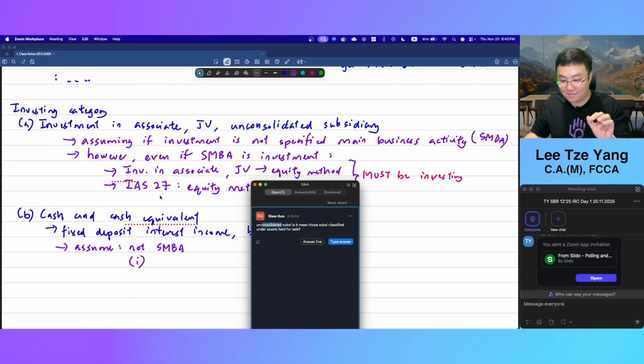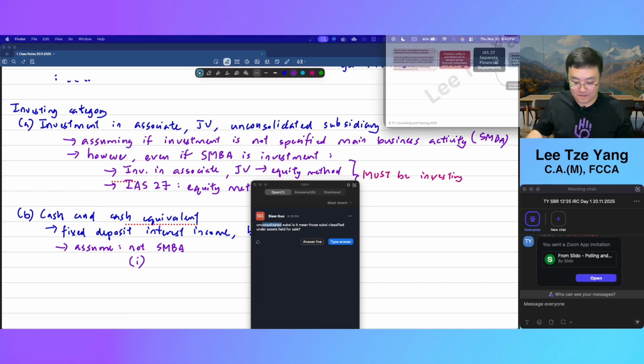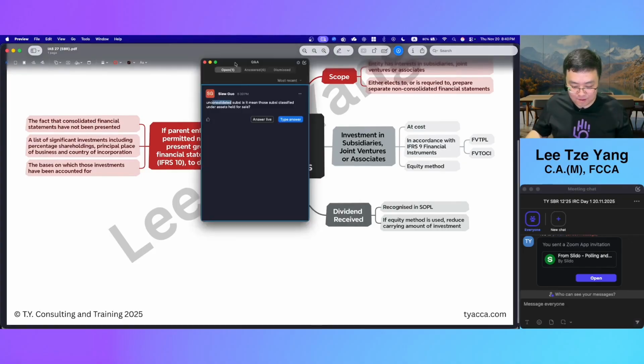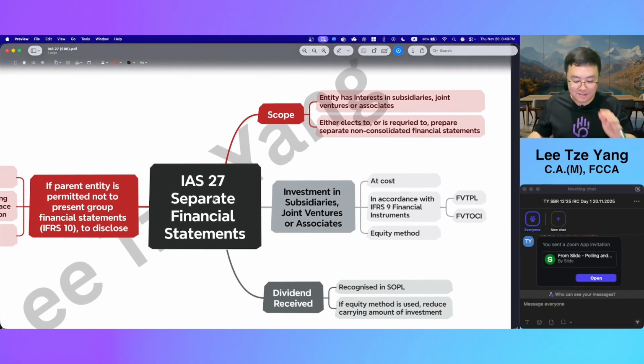Under IAS 27, okay, I open my mind map for you. IAS 27 talks about the separate financial statement. Now, the separate financial statement means the unconsolidated one. We do not consolidate it, but we show our investment in subsidiary, joint venture, or associate. We have a choice. We can choose either at cost or according to IFRS 9 or the equity method.